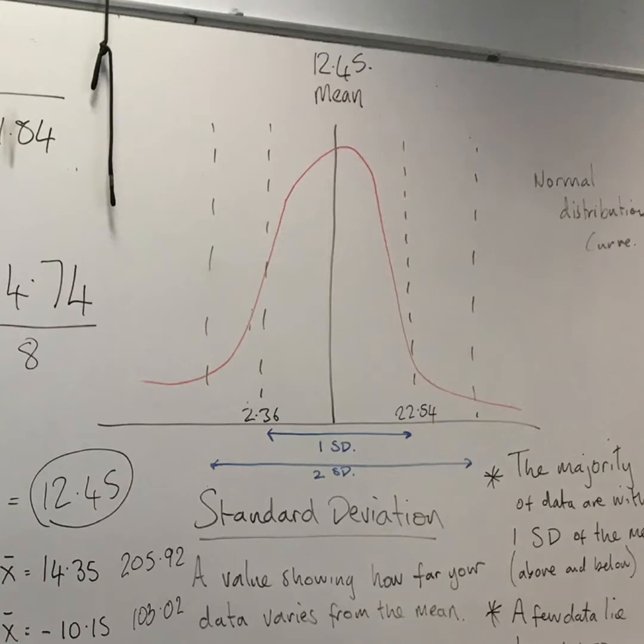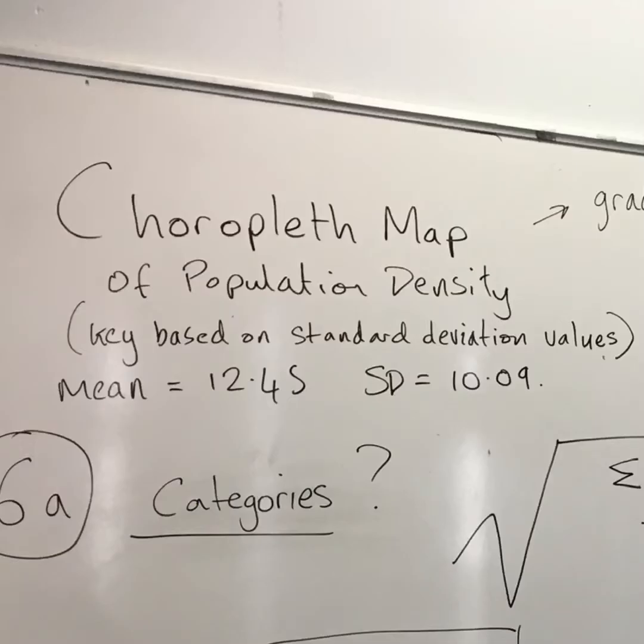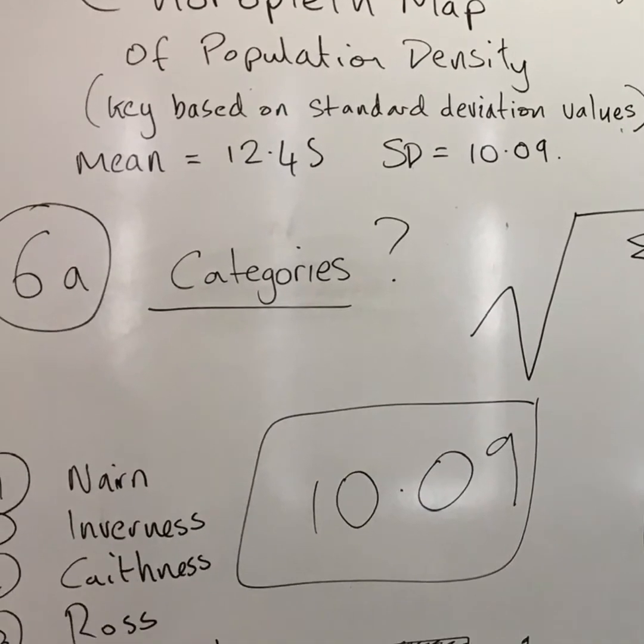And we can show that on our standard deviation curve. So one standard deviation means you can go above or below the mean by that amount. 10.09 is one standard deviation away from the mean. Two standard deviations away from the mean is double that amount. So then for the map that we're going to create, it's one of these Choropleth maps showing population density. So we've got our figures, we know what the mean is, we know what the standard deviation is.